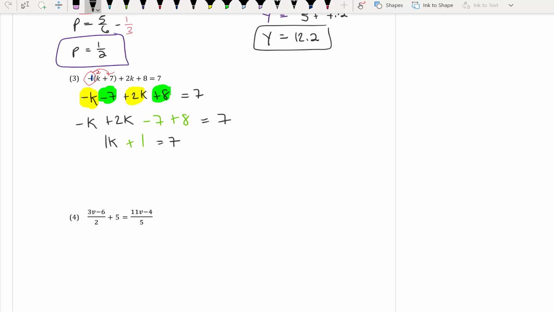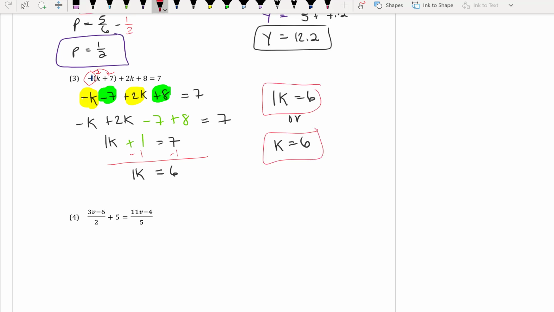So since you have 1k plus 1 is equal to 7, you want to get that k by itself. So subtract 1 from both sides, so that you have 1k is equal to 7 minus 1, which is going to be a 6. And remember, if you have 1k is equal to 6, or if you have k is equal to 6, those represent the same value since it's just 1k.